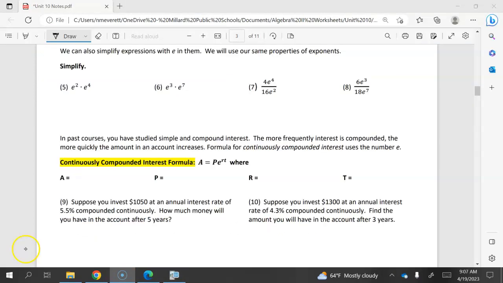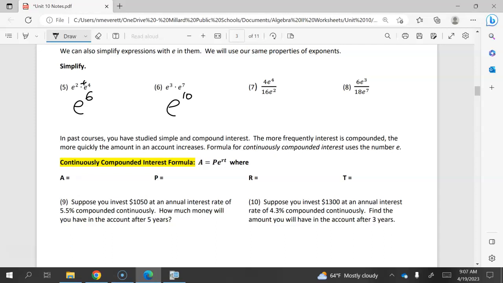to your calculator there. All right, so now we've got a few simplifying expressions that we're going to work up through here. Remember, e to the second times e to the fourth, same base, you just add those exponents, so that's the same as e to the sixth. Again, because 2 plus 4 gets you 6. E to the third times e to the seventh, that'll get you e to the 10th because you're adding 3 and 7.